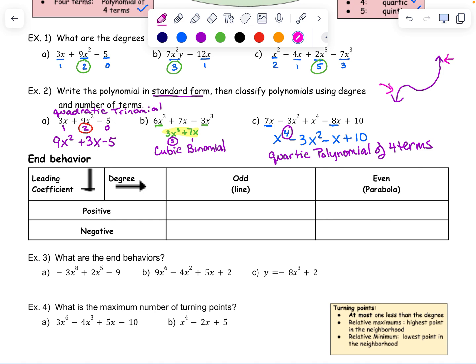Like odd, like a line, right? Line has degree 1, and even like a parabola or a quadratic. Okay, so now what we're going to do is we're going to take a look at the leading coefficient.